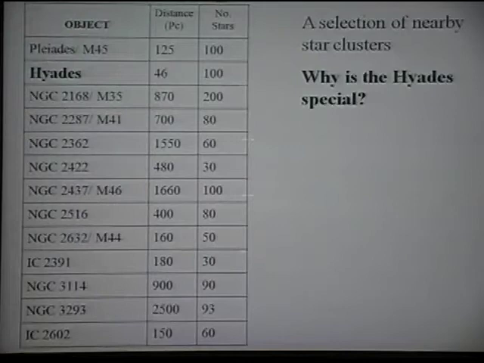But I have a question about the Hyades cluster before we go on. Here's a list of nearby star clusters. What makes the Hyades so special? It's the closest. It's not just the closest, it's closest by quite a bit compared to most of these. The Hyades cluster is the only cluster that's close enough for us to use this convergent point method. It's never worked for any other cluster because they're all too far away.